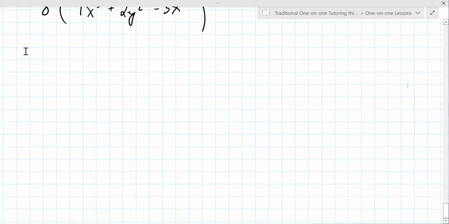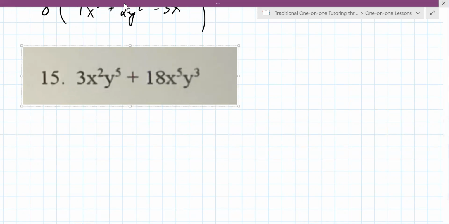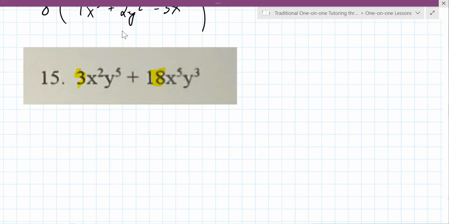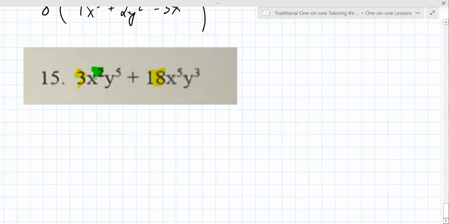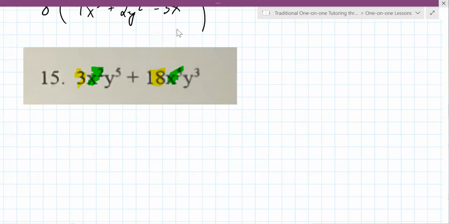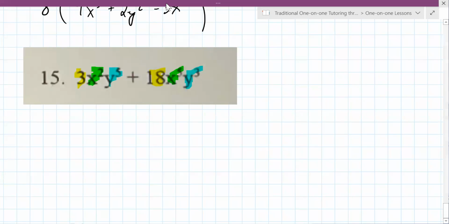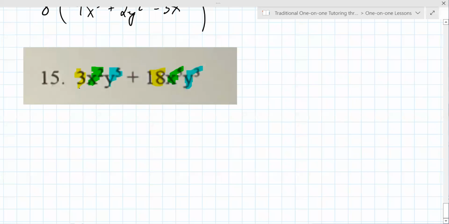So now we're gonna look at 15. Okay, 15, you've got number and number. You've got x's in both. So we're gonna look at, we've got x squared, x to the 5th, and then you've got y's in both. So you go piece by piece. It's like, what is the largest number that goes into 3 and 18? 3 and 18.